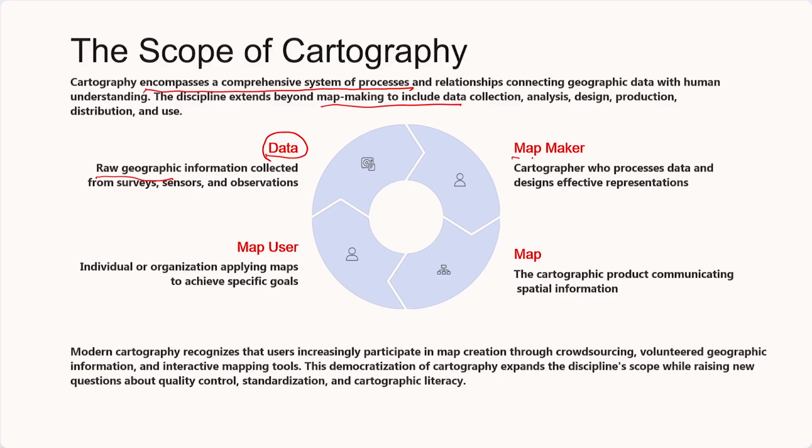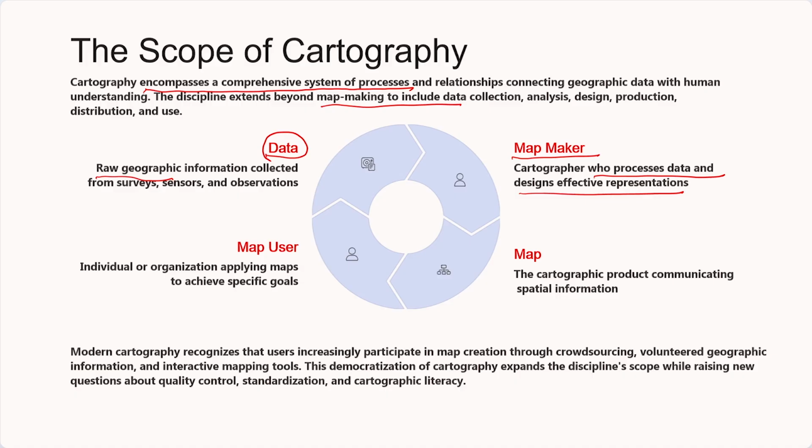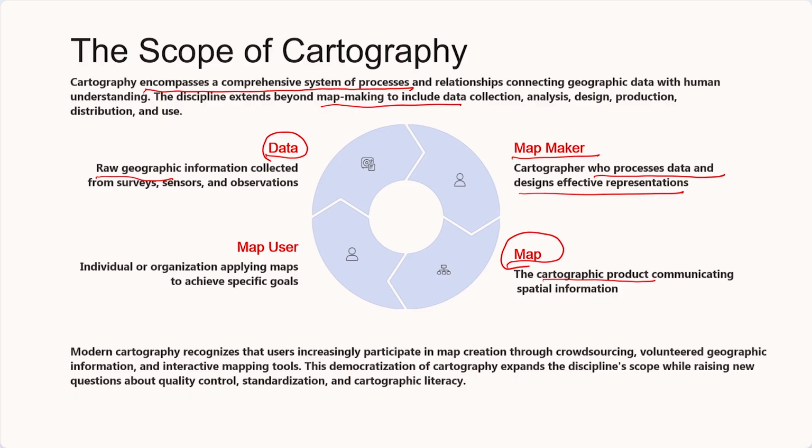After that, the map maker, what will he do? He will process the data and design an effective representation, because when you design effectively, that will communicate to the user. Design is a very, very important, very powerful part of cartography. So, the map maker will collect the data, then he will design, he will prepare a map. The cartographic product is a map, maybe a digital map or a static, dynamic, interactive, whatever map. That map will communicate spatial information.